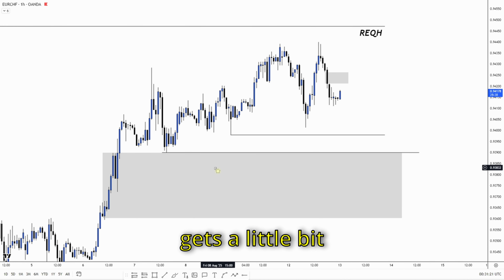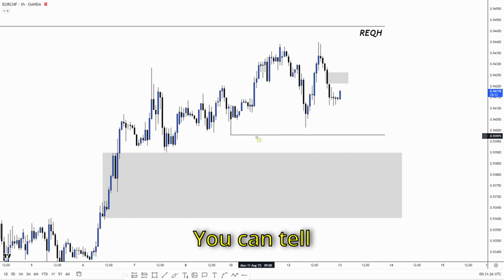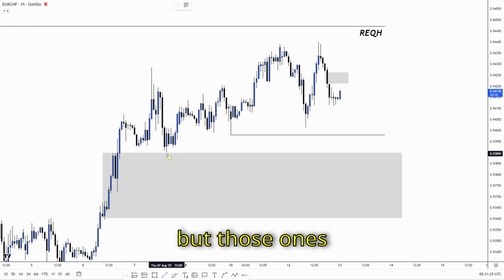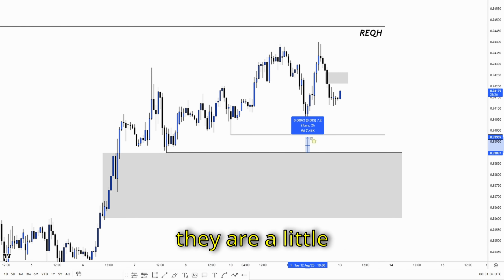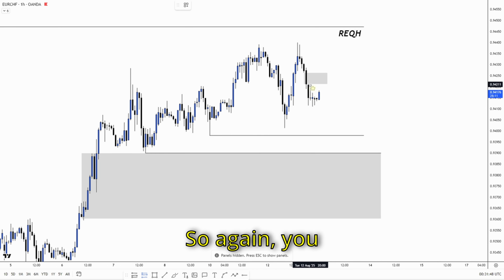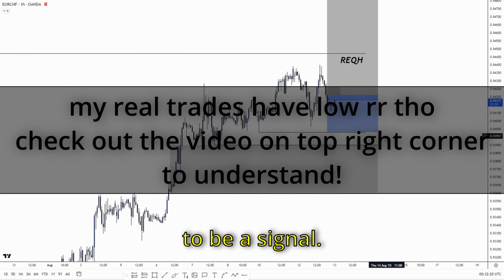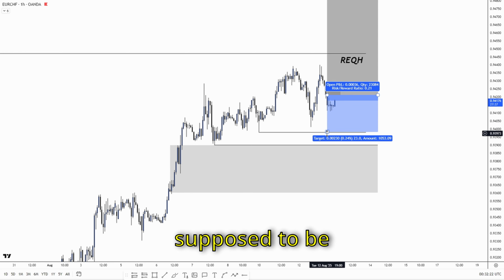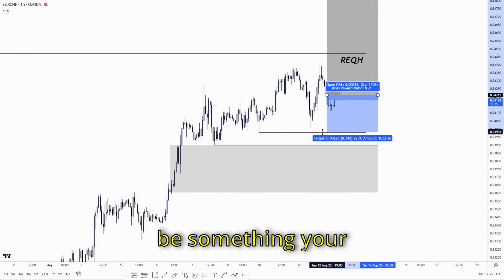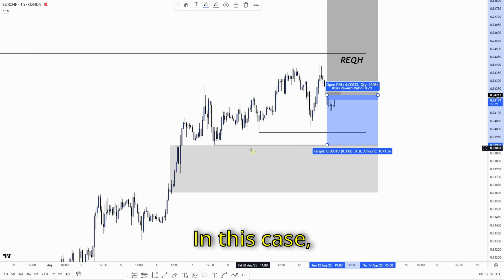Now this is where it gets a little bit more subjective because those are relative equal lows for sure. You can tell that because of this week, but those ones are more subjective, right? Because they are a little bit too far apart. So again, you want to get into this FEG, trade lower. The stop loss is extremely exaggerated because this video is not supposed to be a signal. This video is supposed to be a direction, but this could be something your trade could be looking like. So either trading into this one or this one. In this case, I would even say it's safe to say that it will go even into the FEG, but that's for you to decide.